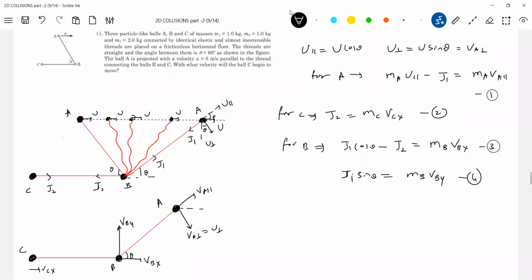Unknowns are more, no? I'll take the constraint equation. Velocity of the ends along the string must be equal. So therefore, VBX equal to VCX. The component of VBY along the second string should be 0. So this I'll call string 2, this is string 1. For string 2, we'll write VBX equal to VCX. Any reason? Because the string is inextensible, no?